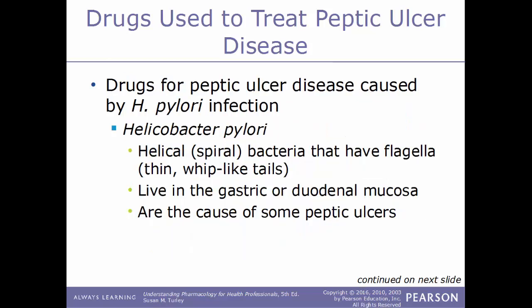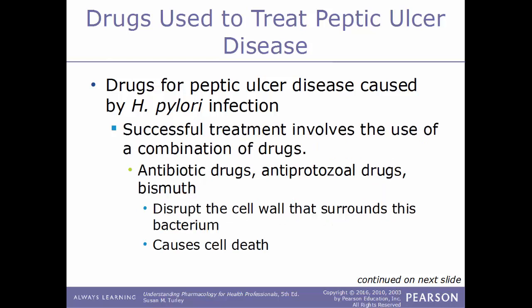And now we'll talk about drugs for peptic ulcer disease that are caused by H. pylori infection. H. pylori is a helical or spiral shape of bacteria that have flagella. And these are found in the gastric or the duodenal mucosal layers. And these are the cause of some peptic ulcers. Now, a successful treatment of this would involve the use of a combination of drugs, such as antibiotics, antiprotozoal drugs, or bismuth. Now, these will disrupt the cell wall that surrounds the bacterium, which will lead to these cells' death.